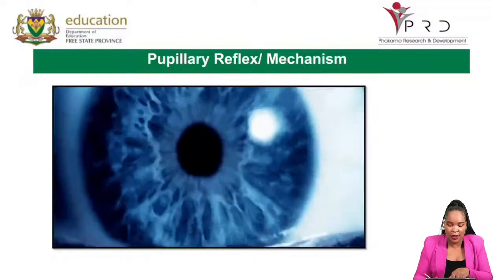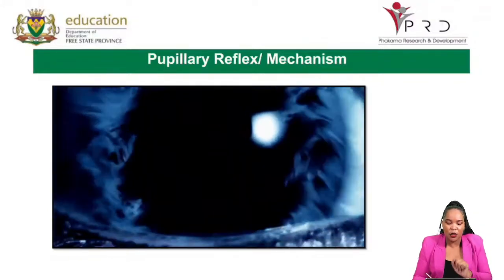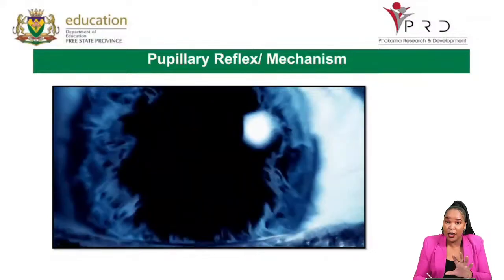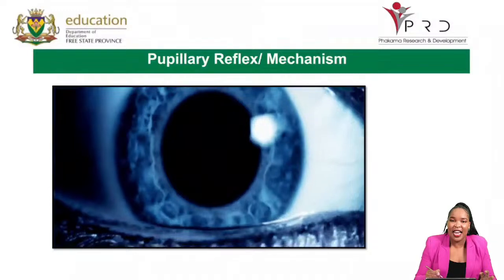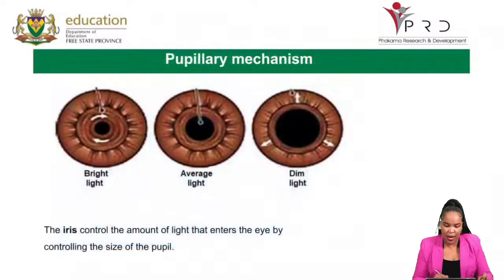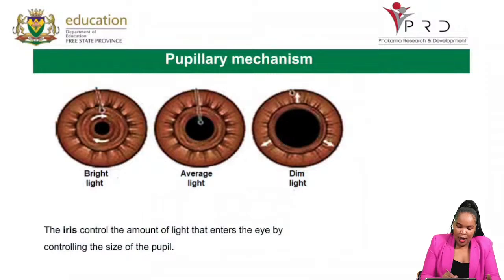You see that opening: small, big, small, big. So it becomes small during the day, big during the night. What is happening? What causes them to react in that way? Right. So the pupillary mechanism will be in this way.